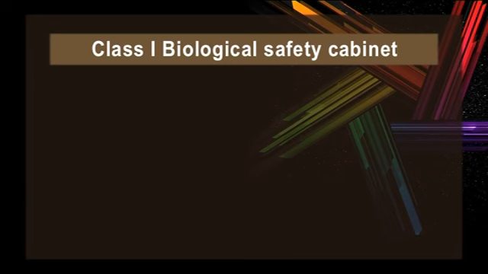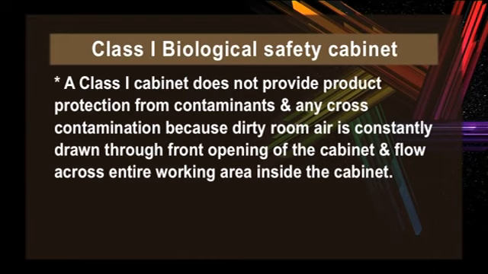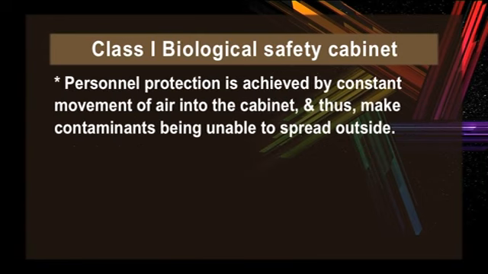Class 1 biological safety cabinet. A class 1 cabinet does not provide product protection from contaminants and any cross contamination because dirty room air is constantly drawn through the front opening of the cabinet and flows across the entire working area inside the cabinet. Personal protection is achieved by constant movement of air into the cabinet, thus making contaminants unable to spread outside.